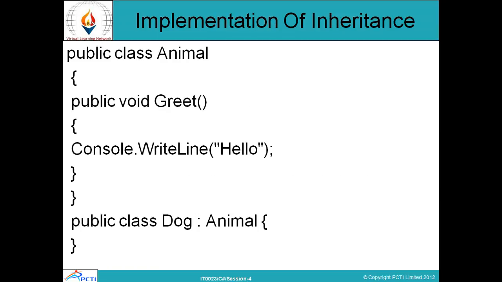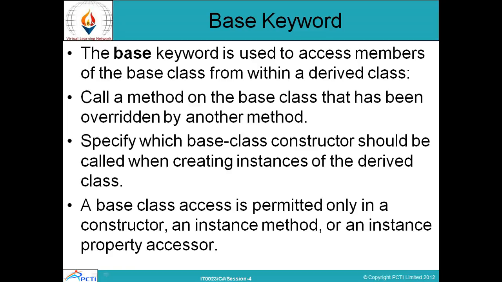Now, how to implement inheritance in our programming? You can see in this program we have two classes. One is animal and another is dog. Animal is our parent class or base class and dog is the derived class. In the animal class we have a function greet where we are writing hello on our console screen, and in this line, public class dog, this colon specifies that we are inheriting the animal class so that we can access the greet function using a derived class object. Now we perform practically the same.